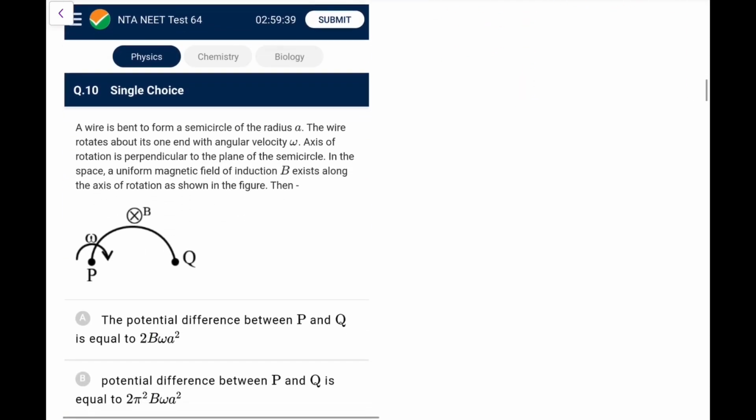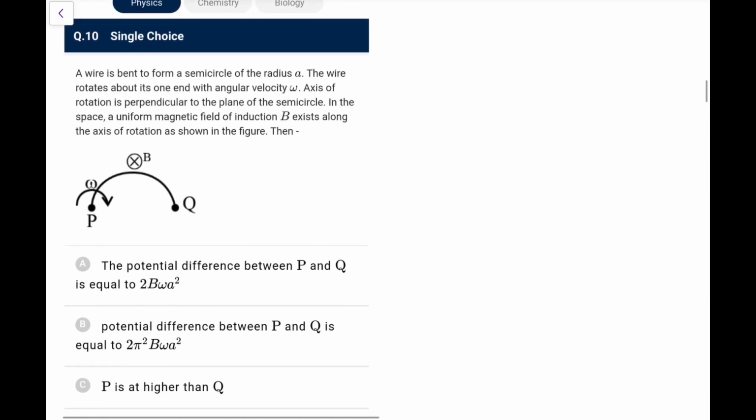Next one, 10th. A wire is bent to form a semicircle of radius a. The wire rotates about its one end with an angular speed omega. Axis of rotation is perpendicular to the plane of the semicircle. In the space, a uniform field B exists along the axis as shown in the figure. Then the potential difference across P and Q is equal to.